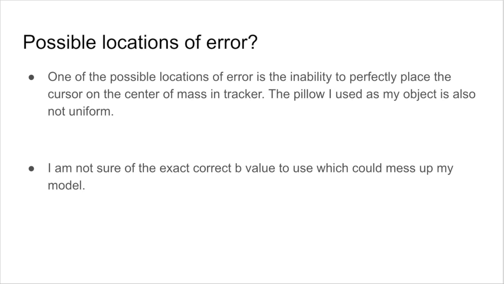What are some possible locations of error? One of the possible locations of error is the inability to perfectly place the cursor on the center of mass in Tracker. The pillow I use as my object is also not uniform. I am not sure of the exact correct B value to use, which could mess up the model that used both the force of gravity and the drag force.